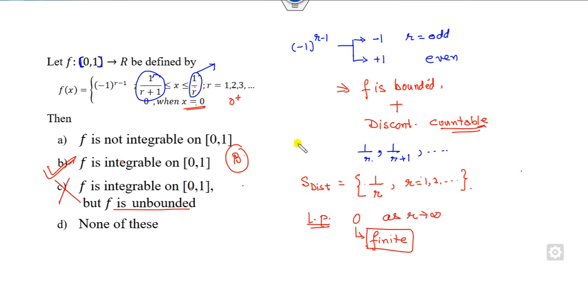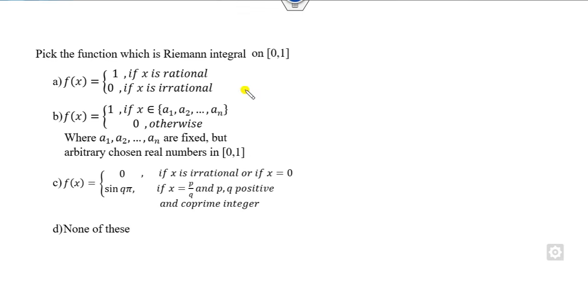This is the first example. Based on the same trick, I can solve many of the examples in this lecture. So now you can see many more. Look at this one. Which of the following is Riemann integrable? Check whether it is a continuous function. So clearly this is a discontinuous function.